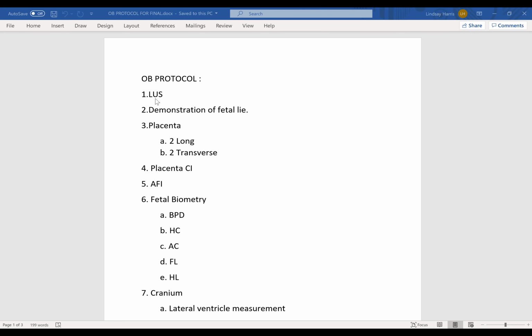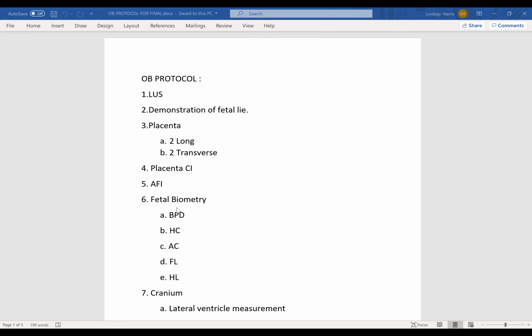The first thing you do when starting your protocol is look at the lower uterine segment. This will show you which way the baby is laying, the demonstration of the fetal lie. So is the baby head up or head down, basically? Then you'll look at the placenta, where the cord goes into the placenta, the amniotic fluid index, and then you'll measure the baby, which we'll talk about more in the next chapter.